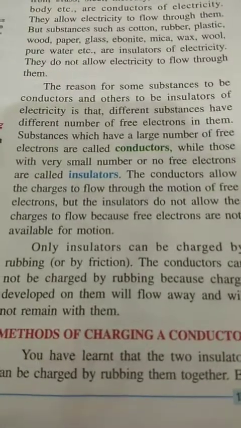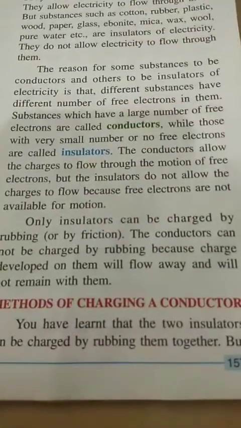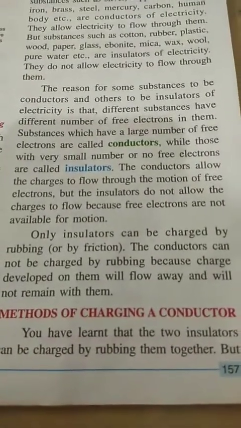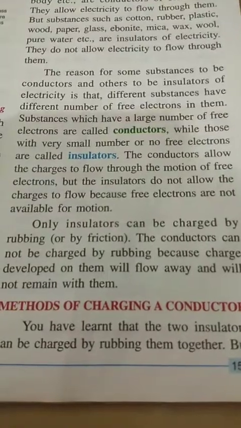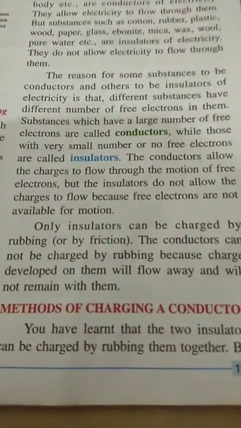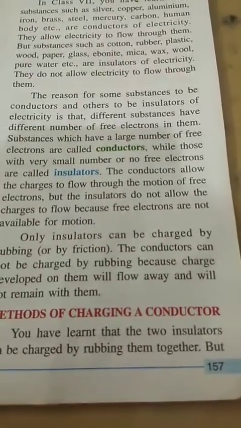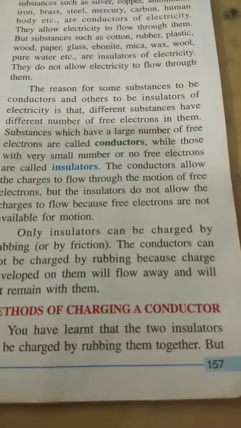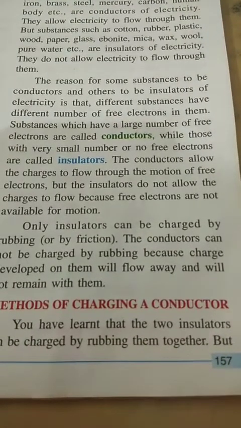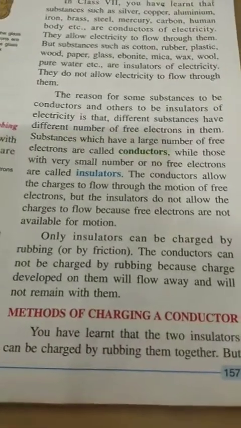If we are talking about static electricity, it means we are talking about electrons, we are talking about charges. So substances which have a large number of free electrons are called conductors, and those with very small or no free electrons are called insulators.